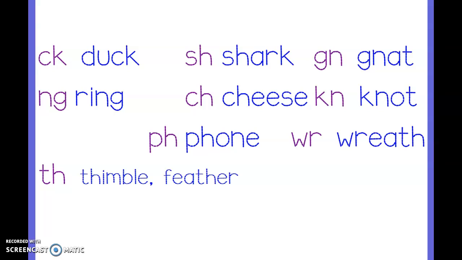CK is duck, NG is ring, TH is thimble, that is unvoiced, and feather, that is voiced. Digraph SH is shark, digraph CH is cheese, digraph PH is phone, digraph GN is gnat, digraph KN is knot, and digraph WR is wreath.